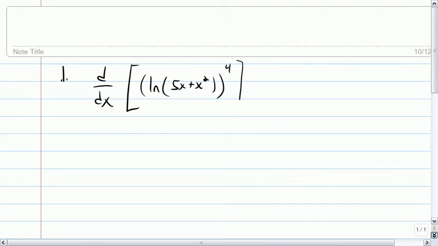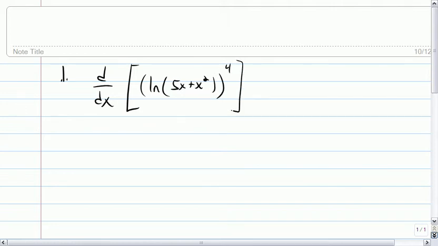Alright, so here's a key to today's calc assessment. First problem, number 1, let's take the derivative of, let's see, we got natural log of 5x plus x squared to the 4th.